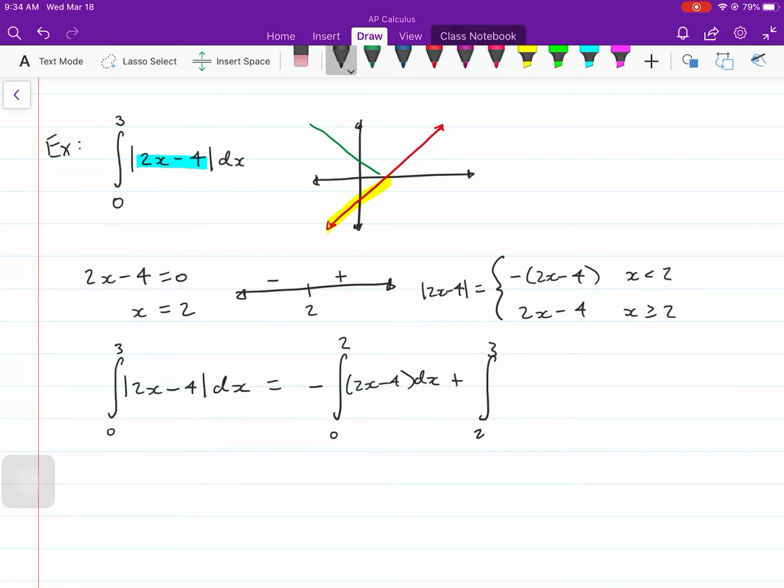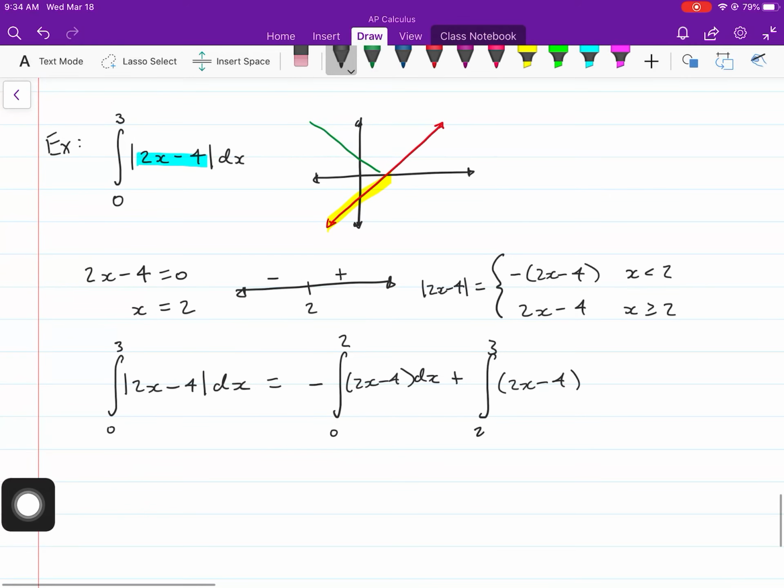So negative integral of 2x minus 4 dx, plus, and I'm going to do a plus because this one's positive. From 2 to 3, our function's positive. To the right of 2, from 2 to 3, it's going to be positive, so I'm just going to keep it positive. So we'll have 2x minus 4. Notice 0 to 2, to the left of 2, is negative, and that's why I'm doing the opposite on that one.